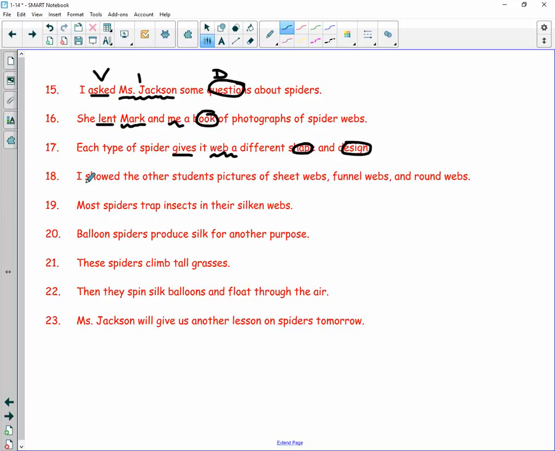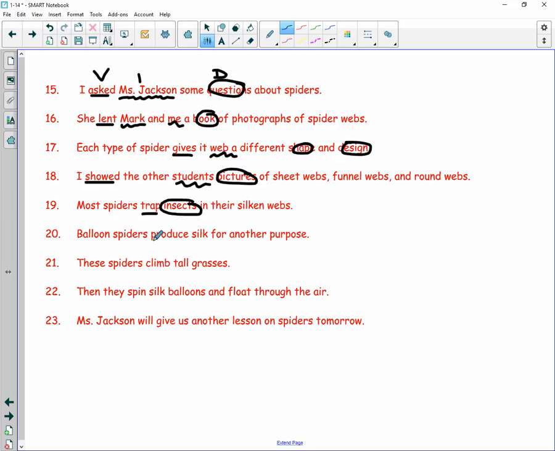I showed the other students pictures of sheet webs, funnel webs, and round webs. Showed what? Pictures. Who did I show it to? Other students. Verb, indirect, direct. Most spiders trap insects in their silken webs. Trap what? Insects. There is no indirect because there's no space for it. It has to be verb, indirect, direct. So there's no indirect object in this one.